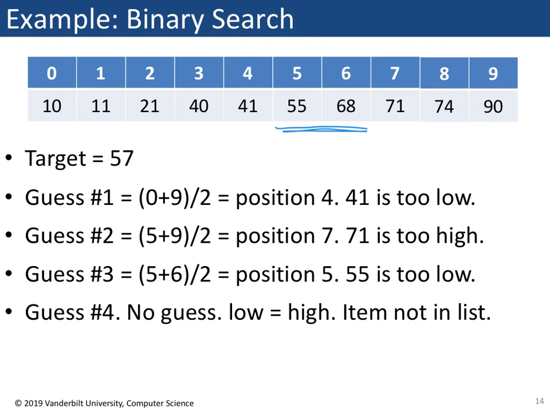we need to again take the minimum possible location and the maximum possible location, add them and divide by 2. 5 plus 6 is 11, divided by 2 is 5.5. In integer division, we chop off the remainder, so position 5. So we check position 5, it's 55. It's too low. So that means the only remaining possible location is position 6. And it's too low. So therefore, we know that the item is not in the list.